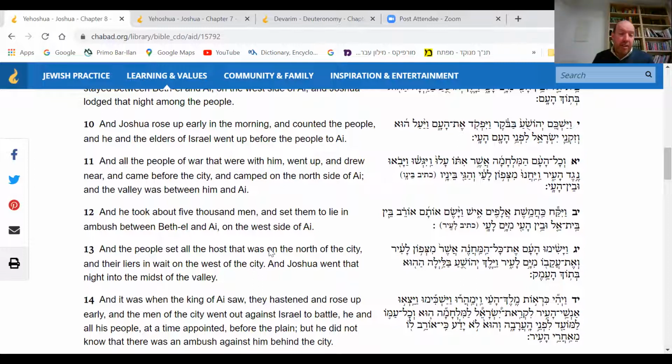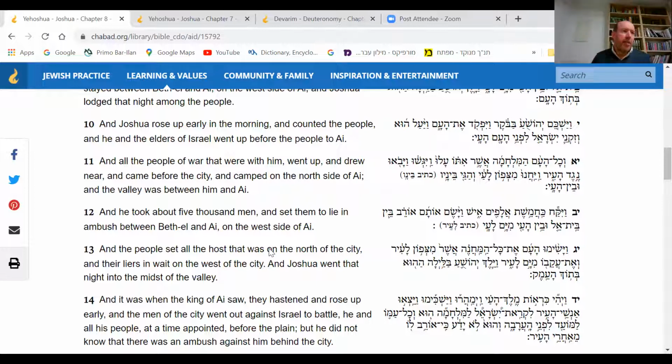First of all, one of the difficult verses, verse 13, mentioning Joshua in the midst of the night again, does not appear in the Old Greek. But still, the double sending of the ambush does.